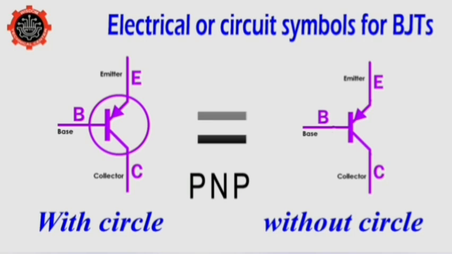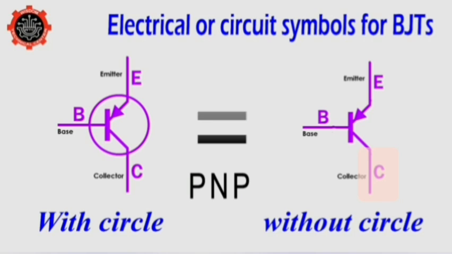The base, as you can see, is still going to be at the middle, but this time the emitter arrow is going to be pointing towards the center, as opposed to NPN. Then this is the emitter.